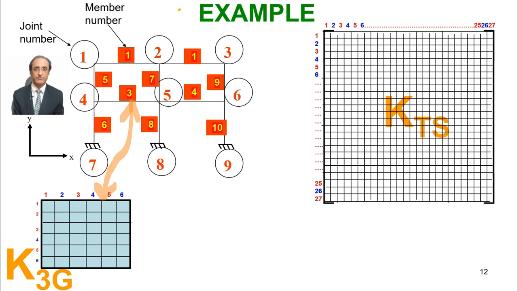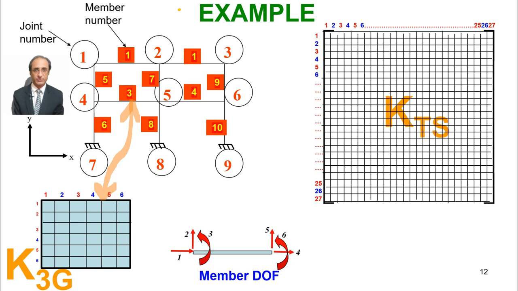So let's see this member number 3. Now my point is where these will go. So first of all we have to form the association matrix of this member. So what will be the association matrix of this member? A of member number 3. How do we find that? We have to see what its structure degrees of freedom and member degrees of freedom are. So I draw here both the member and the structure degrees of freedom of this particular member.